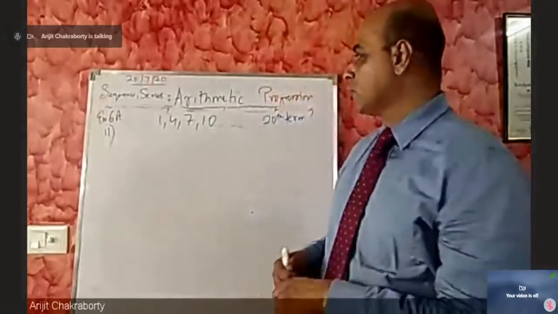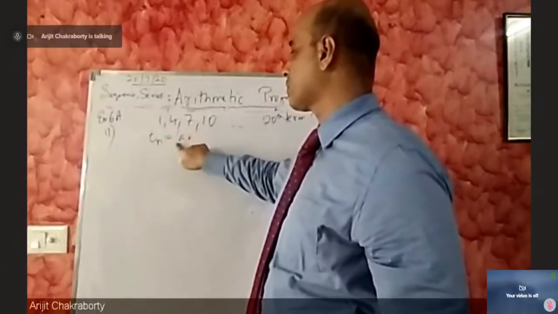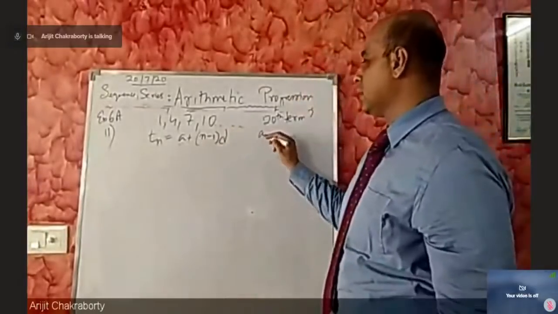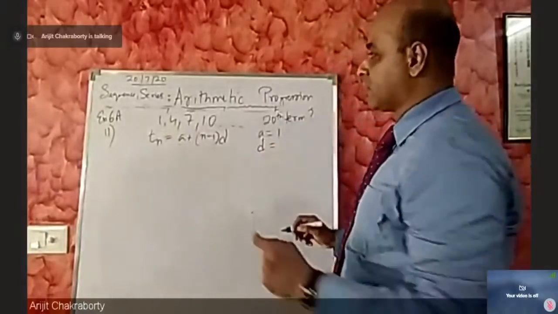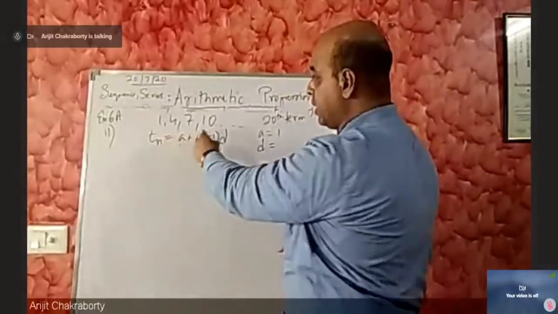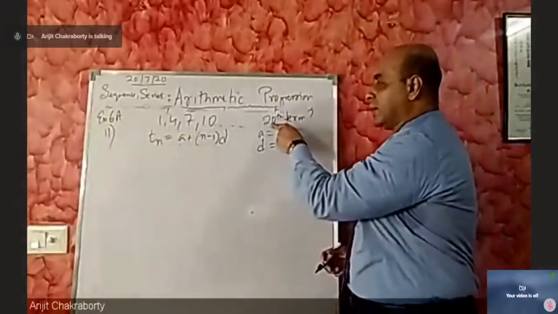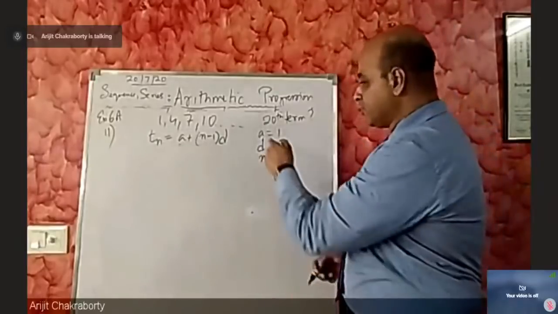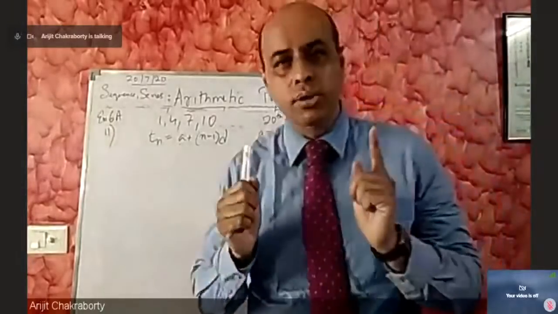We have seen the formula, Tn is equal to a plus n minus 1 into d. Here a is 1 because the series starts with 1, and d is the common difference. 4 minus 1 is 3, 7 minus 4 is 3, 10 minus 7 is 3. So the difference is 3. And you have to find out the 20th term, that means n equal to 20. So putting these values, a equal to 1, d equal to 3 and n equal to 20.